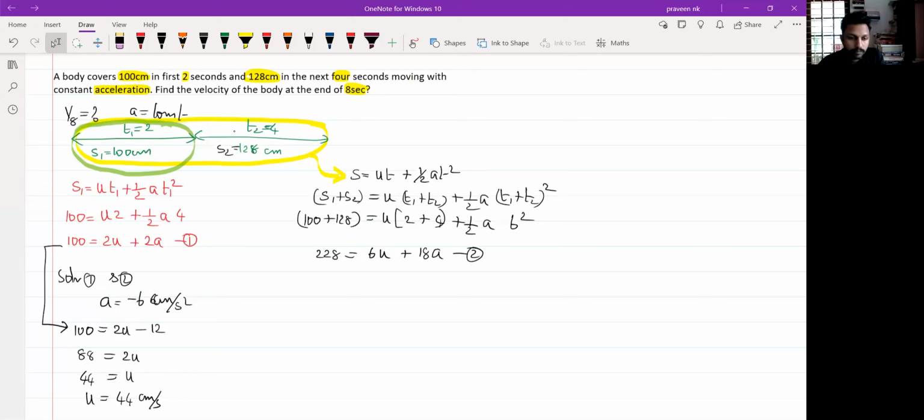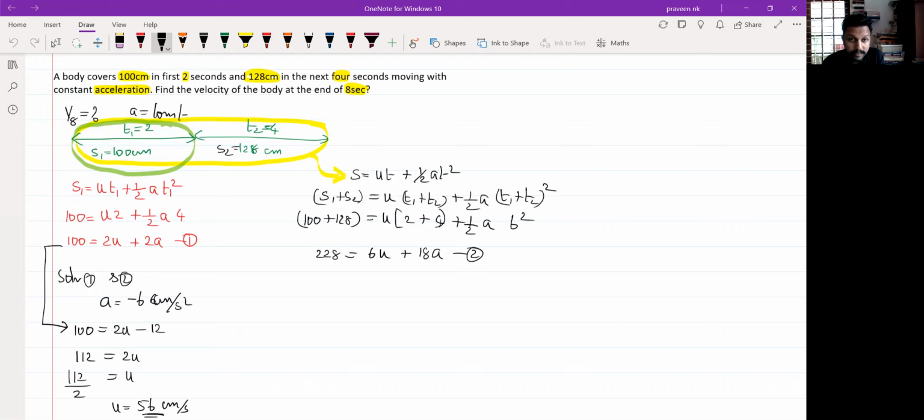Clear? No, this is a slight mistake, isn't it? It is 100 plus 12. Therefore, I should have written it as, let me just correct it. Therefore, we are getting 100 plus 12, that is 112, and 112 divided by 2, which will be, u is equal to 56 centimeter per second, isn't it? We're getting an answer like this.